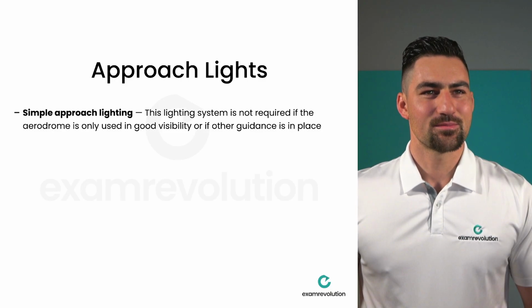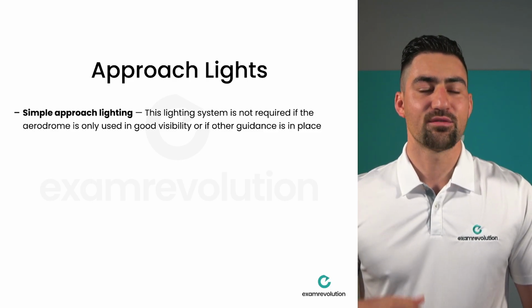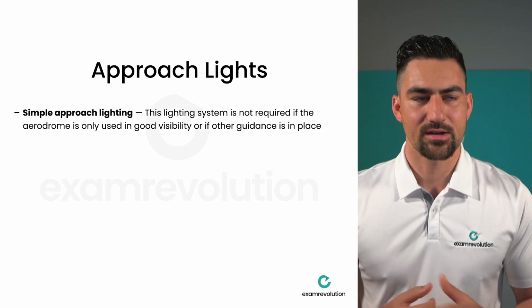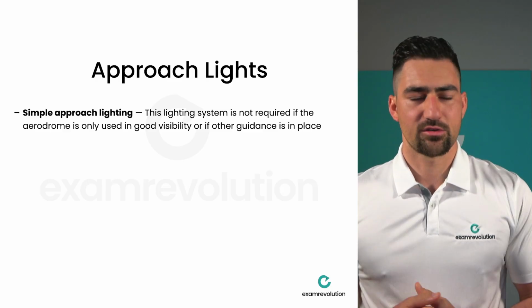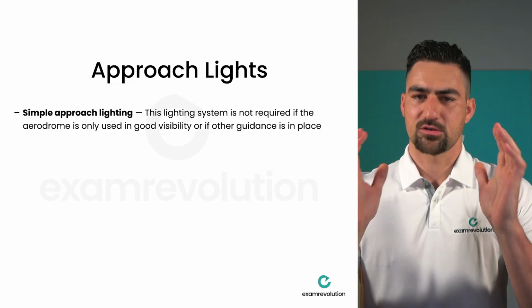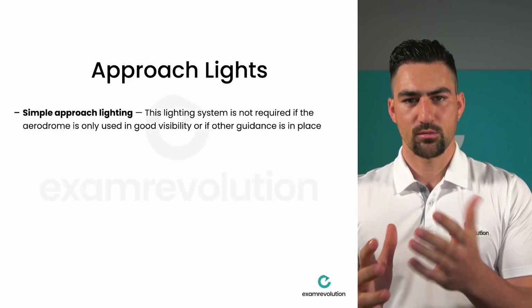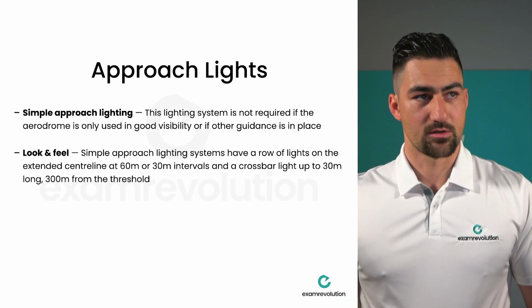So this lighting system is not required if the aerodrome is only used in good visibility or if other guidance is in place. Guidance meaning, if there's enough guidance to guide you onto the runway, then you don't need an approach lighting system. If the runway has got good enough lights and they are comfortable that the pilots can line themselves up, then a simple approach lighting system is not needed.